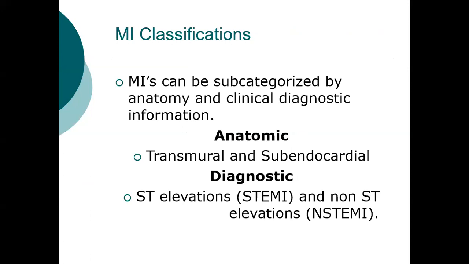Now let's go to MI classifications. It is usually classified according to the anatomy of the place where it has happened. So we usually have the transmural and the endocardial. When it comes to diagnosis, we usually have two: the STEMI and the non-STEMI.